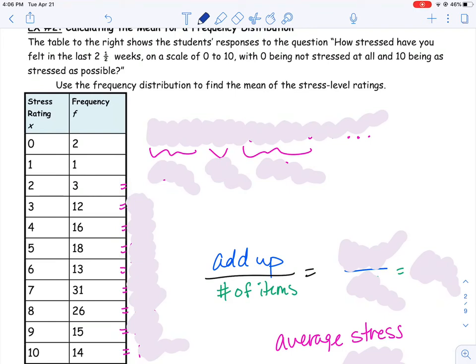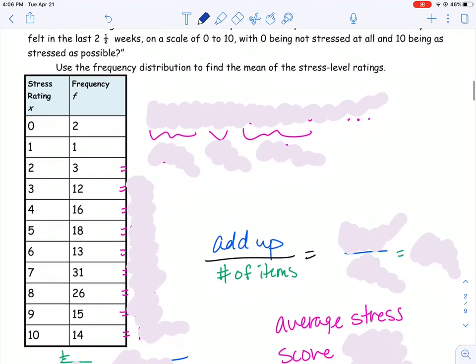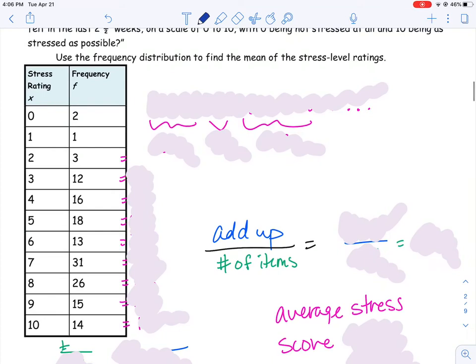With 0 being not stressed at all and 10 being as stressed as possible. They asked a whole bunch of people how stressed they felt, from a 0 all the way to a 10, and calculated how many people gave each rating. Two people said 0, one person said 1, 3 people said 2, and so on. So you can see in this frequency distribution chart what their scores were and how many people said each score.